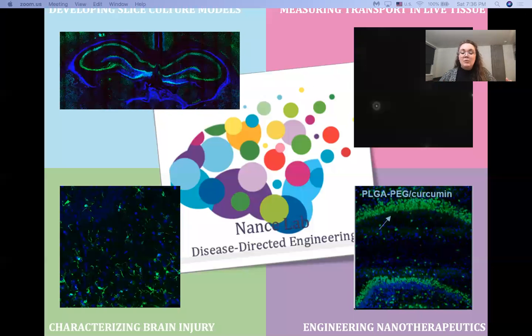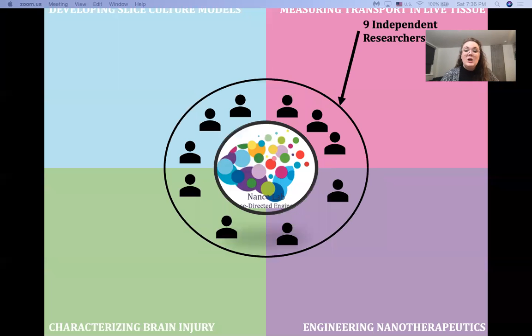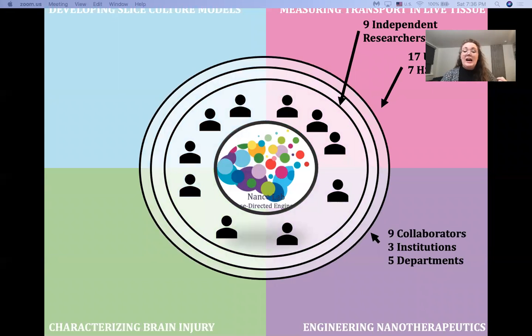And when we're collaborating amongst only the lab in these four huge parts, in order to create a cohesive paper with a hypothesis and results that make sense, we're actually already using 9 independent researchers that have trained 17 undergrads and 7 high schoolers across the period of this paper that have been trained by or used techniques and equipment from 9 collaborators across 3 institutions and 5 departments.